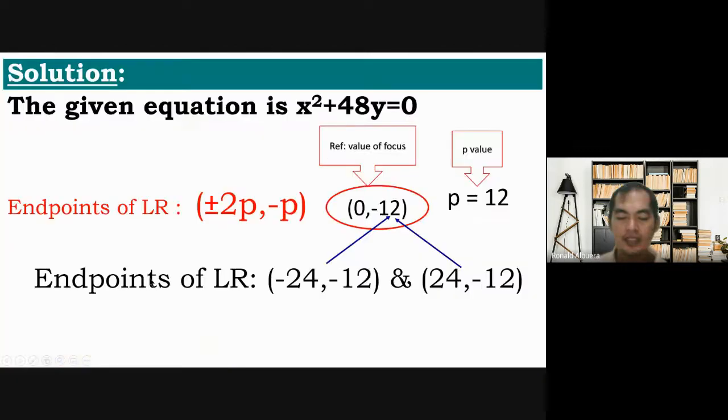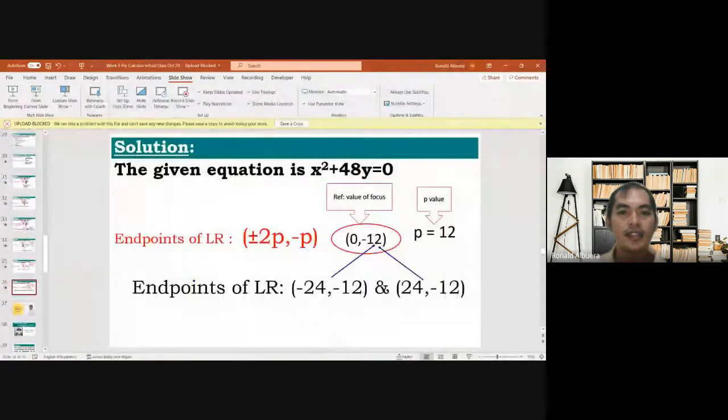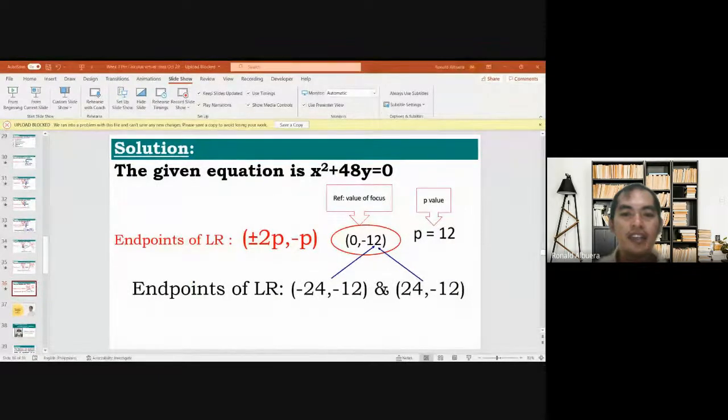Okay, so that's all about parabola when the vertex at the origin.